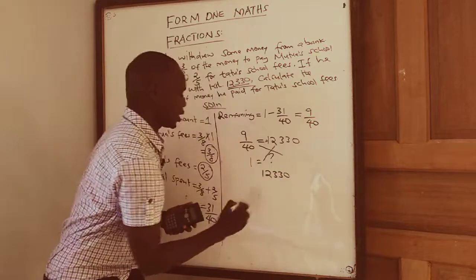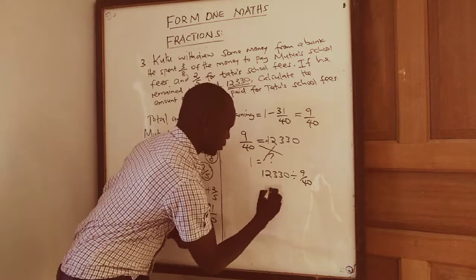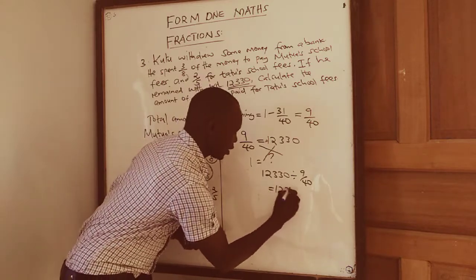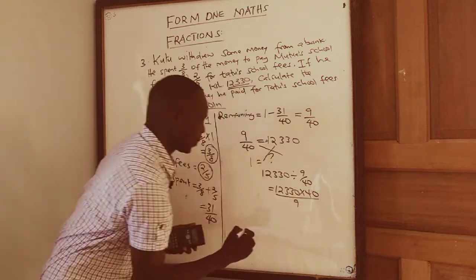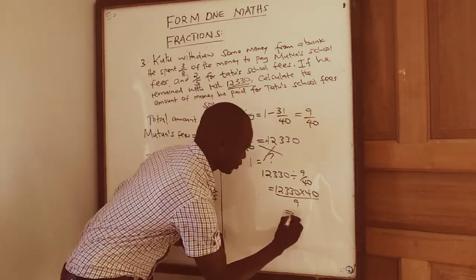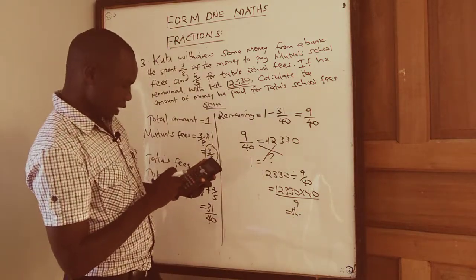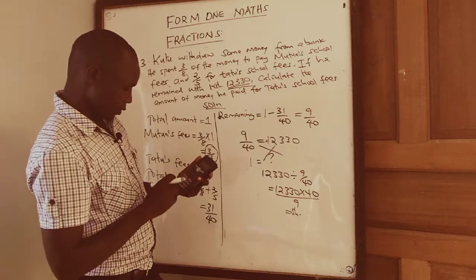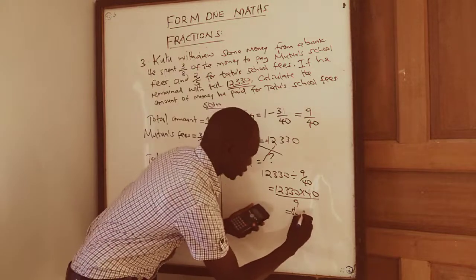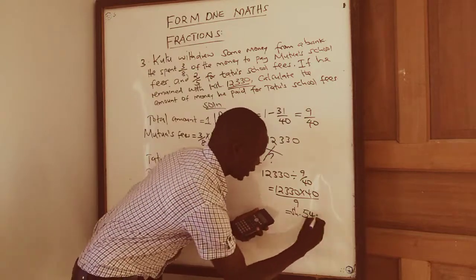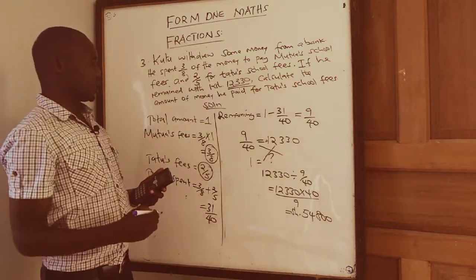12,330, which remains the same. Then we divide by 9 out of 40. From there we are going to have 12,330. We multiply by 40, divide by 9, and this one here is going to give us a total of how much? We take 12,330, we multiply by 40, we divide by 9, and this is going to give us a total amount of 54,800. That is the total amount Kutu withdrew.